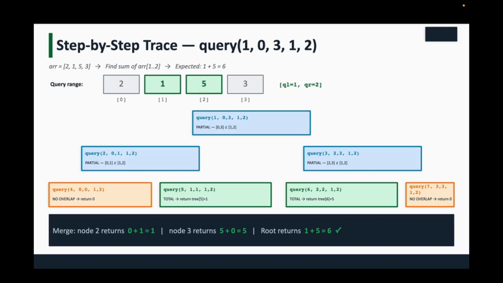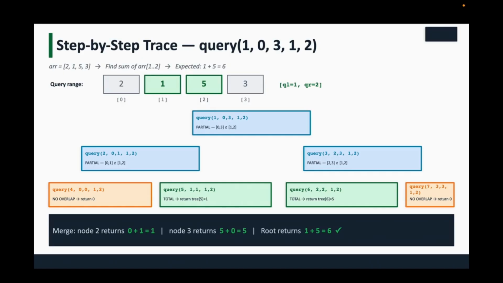Let's run it. Array is 2, 1, 5, 3. Query is the sum of array[1] to array[2]. Expected answer is 6. Root covers 0 to 3. Query is 1 to 2. Partial, so we split. Left child is 0 to 1, still partial. Its left child 0 to 0 has no overlap, returns 0. Its right child 1 to 1 is totally inside, returns 1.